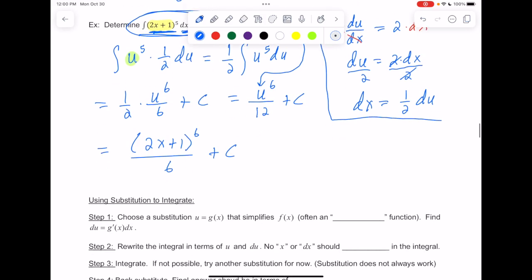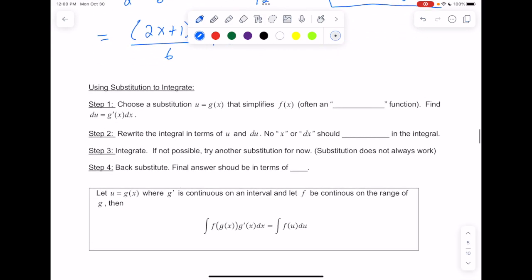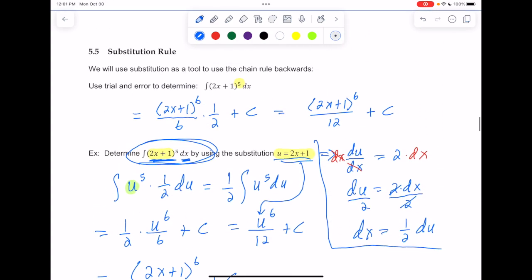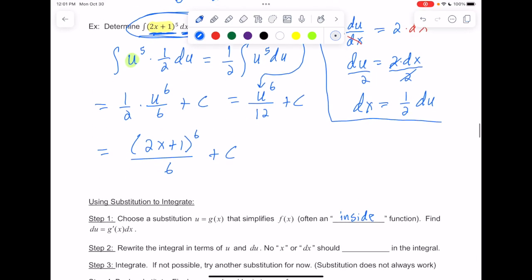All right, let's go ahead and kind of cement this procedure and make a list of steps that we're going to go through when we try to use substitution to integrate. So step 1, choose a substitution u equals some function of x that simplifies the original function. That u equals g of x is often some "inside function," so I have that in quotes. So what do I mean by an inside function? Well, if you go back and look at the problem that we started off with, 2x plus 1 was inside of a fifth power function. So we let u equal the 2x plus 1 part that was inside.